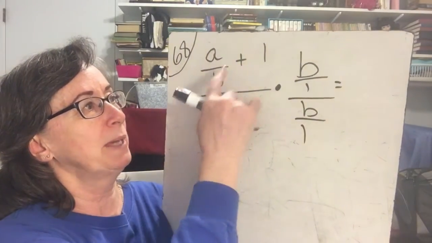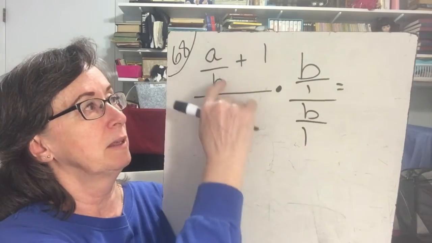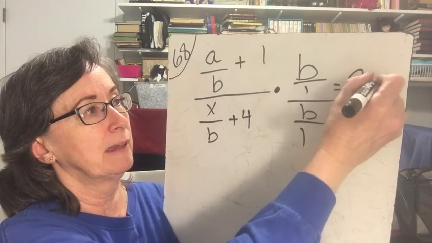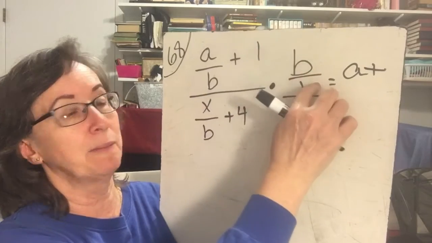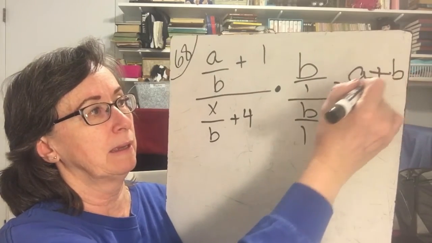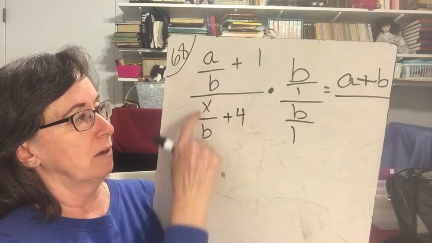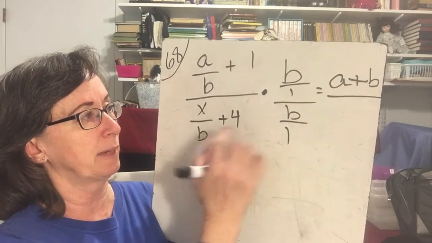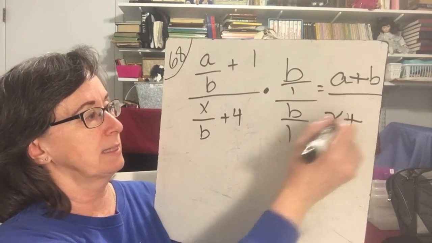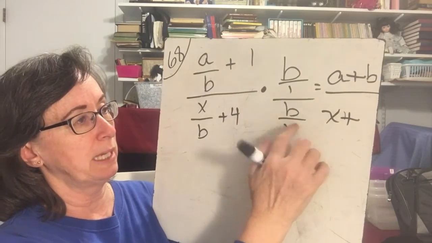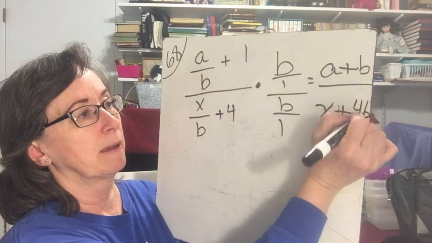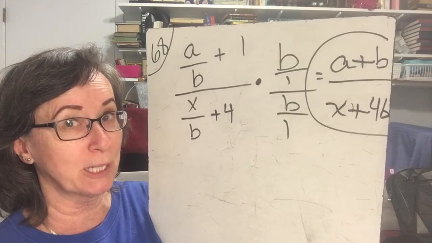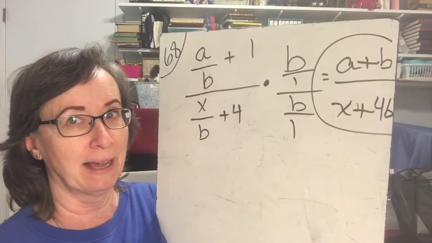Okay, a over b times b over 1. Well, b's on the bottom, b's on the top, won't they cancel? And I'll end up with a plus 1 times b, which is b, over, now x over b times b over 1. The b's are going to cancel and I'm going to get x plus, now I'm multiplying 4 times b, and I'm going to get 4b. That's one way to work the problem.